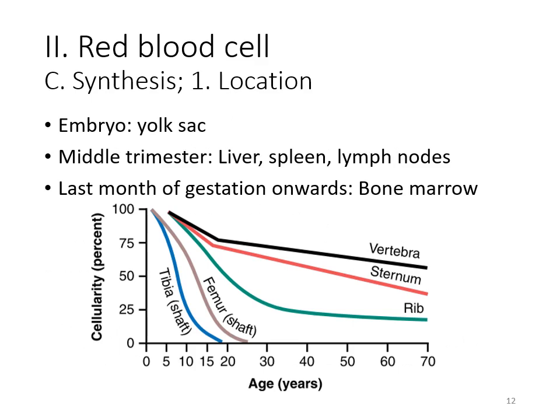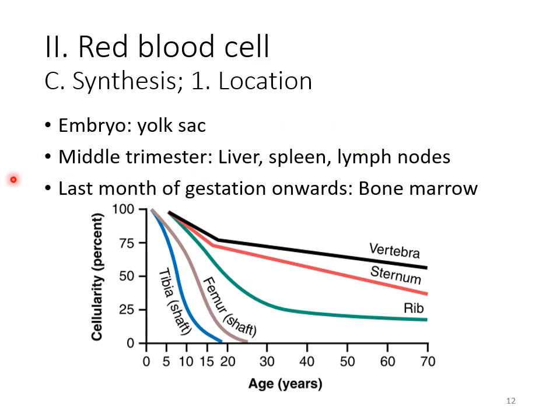Now for this part, we will talk about red blood cell synthesis. First, let's explore exactly where the red blood cells are synthesized. When we were embryos, the site of red blood cell synthesis was in the yolk sac. As the pregnancy progressed to the middle trimester, this shifted to mainly the liver, with a little bit being made in the spleen and in the lymph nodes.